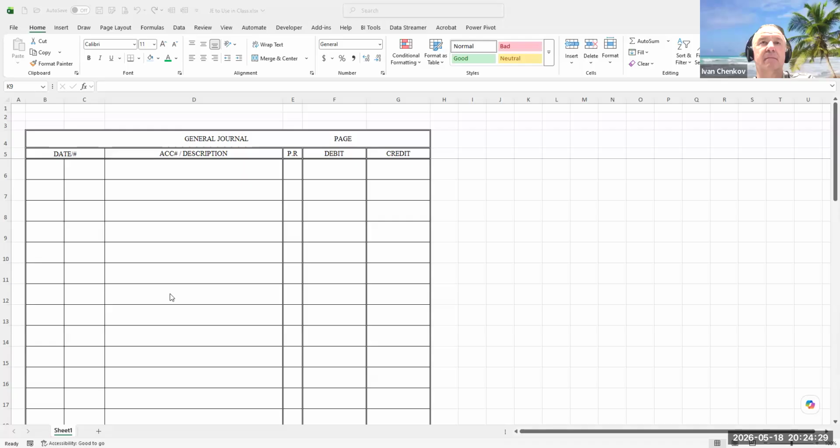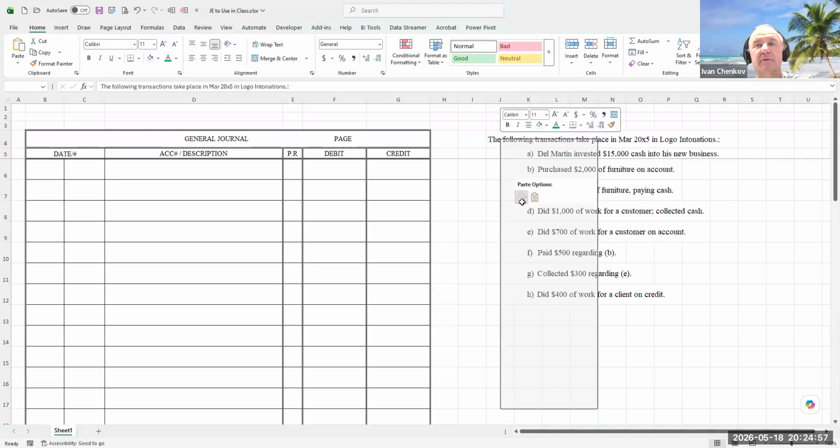Let me share my screen. It looks like this. So this is the general journal on the pages. What we have to do here is start doing the transactions. Which transactions? The transactions that we have on question 4. To make it easy, I'm going to copy those transactions from question 4 and post them right here on the side. Let's see if this is going to work. Yes, it's working.